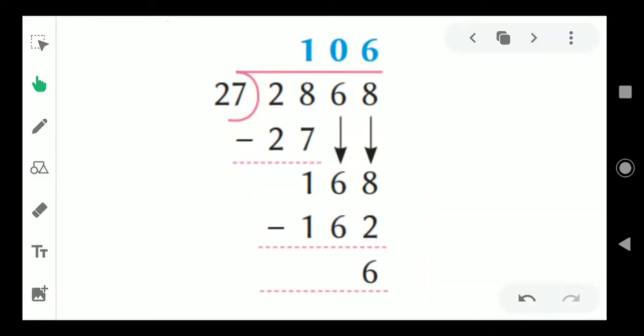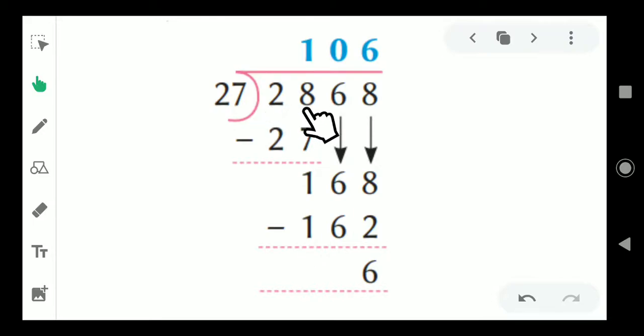Let's see some more bigger examples. Here a 2-digit divisor is given. The same method is followed. Practice this. 2868 divided by 27. Since this is a 2-digit number, consider the 2 digits from dividend also.